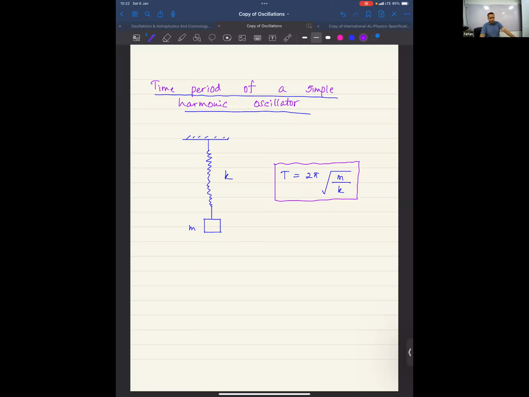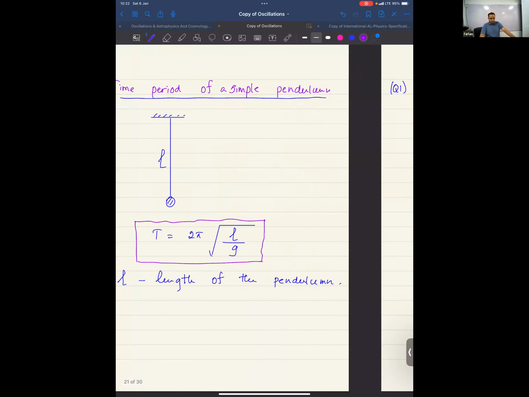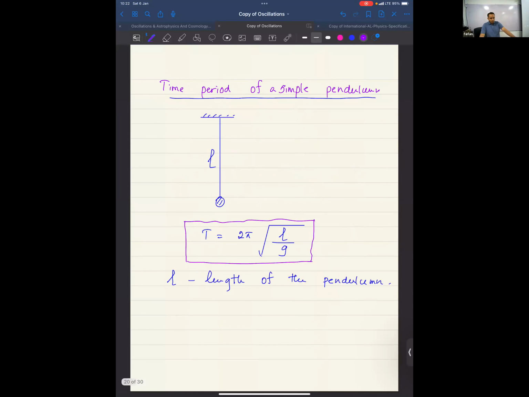Okay, done? Right. And the next subtopic, time period of a simple pendulum. If there is a pendulum with a length L, and you give it a displacement to the side and release it, it will move in a simple harmonic motion. And if it is moving in a simple harmonic motion, the time period is once again given by 2 pi square root of L over g.